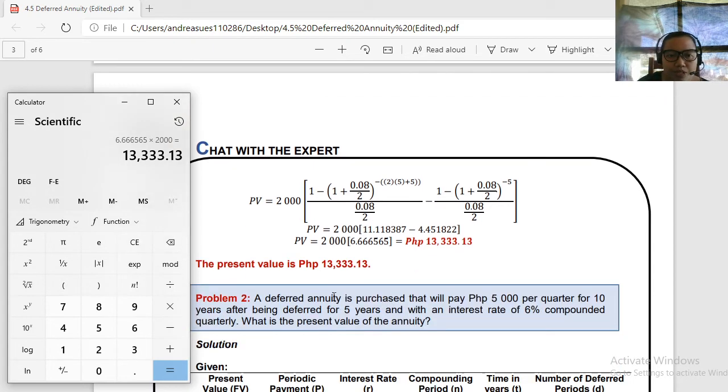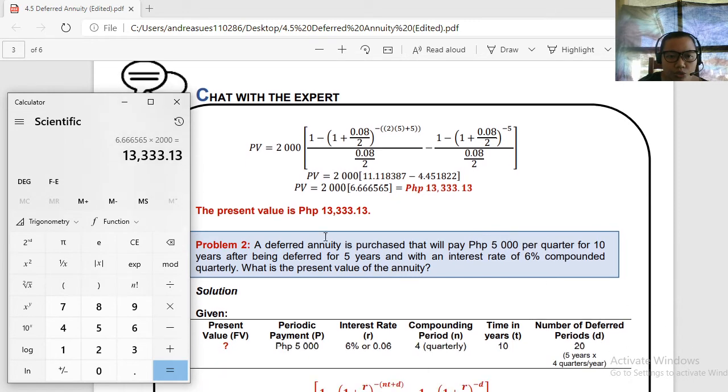Okay, let's proceed to problem number 2. For problem number 2, a deferred annuity is purchased that will pay 5,000 per quarter for 10 years after being deferred for 5 years and with an interest rate of 6% compounded quarterly. What is the present value of the annuity?